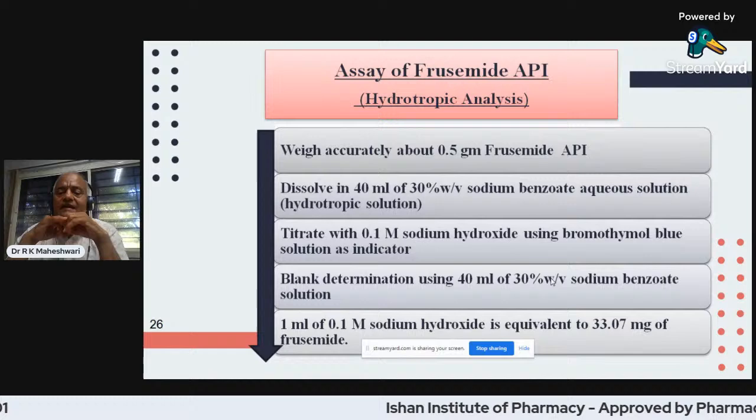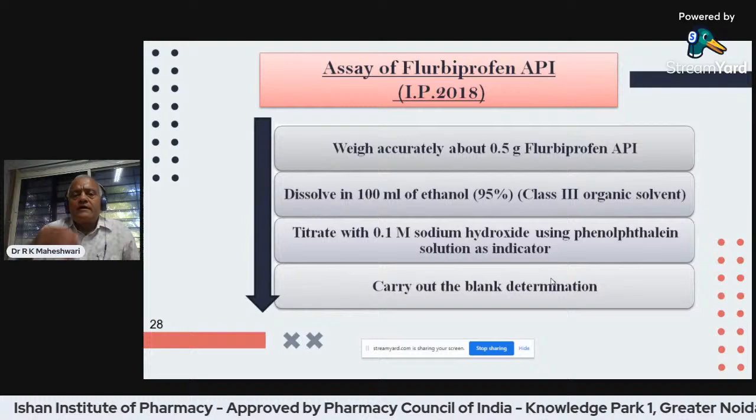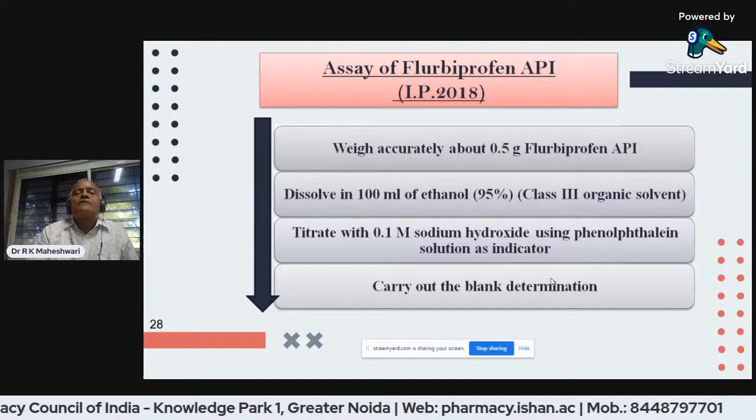Now similarly, in brief, I will tell you all these things. Assay of chloropropyl API by the IP method. Here there is involvement of ethanol for dissolution. Ethanol, class 3.